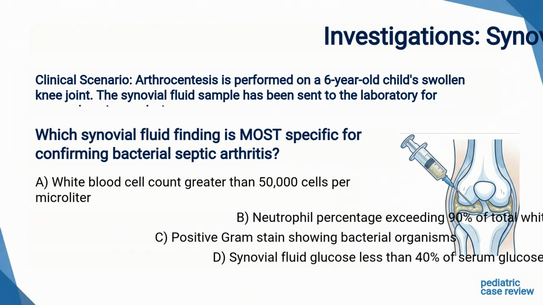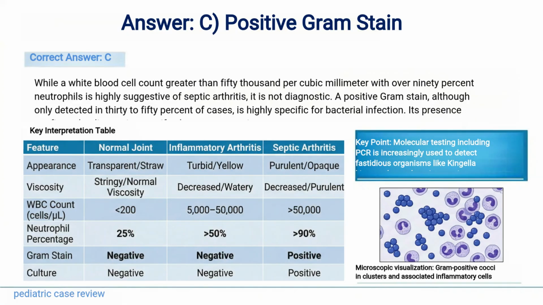Option A, white blood cell count greater than 50,000 cells per microliter. Option B, neutrophil percentage exceeding 90% of total white cells. Option C, positive gram stain showing bacterial organisms. Option D, synovial fluid glucose less than 40% of serum glucose. The correct answer is option C, positive gram stain showing bacterial organisms.